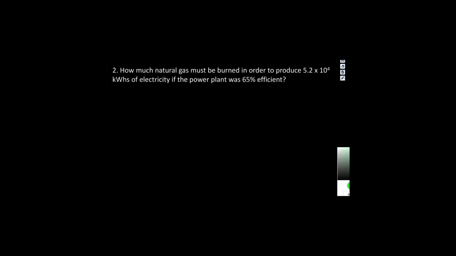Okay, now let's try problem 2. In this problem, they're asking us how much natural gas must be burned in order to produce, let me get a thicker pen, there we go, 5.2 times 10 to the 4 kilowatt hours of electricity if the power plant was 65% efficient. So here's what we're going to do. We're going to take this 5.2 times 10 to the 4 kilowatt hours.